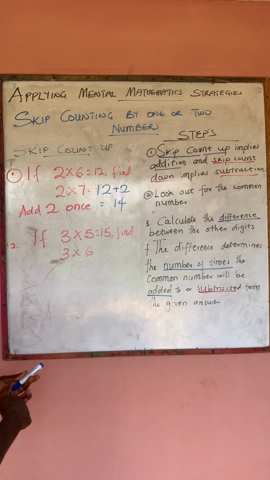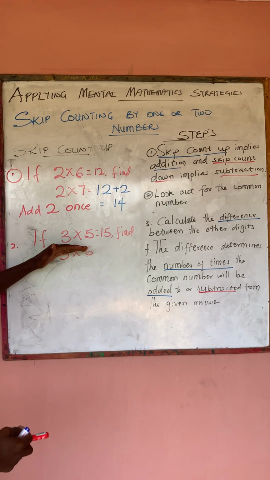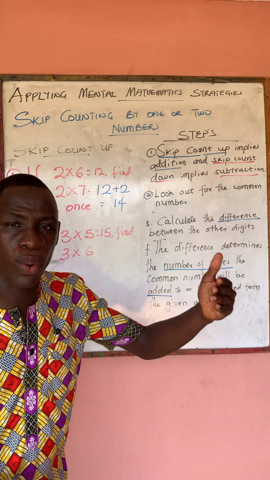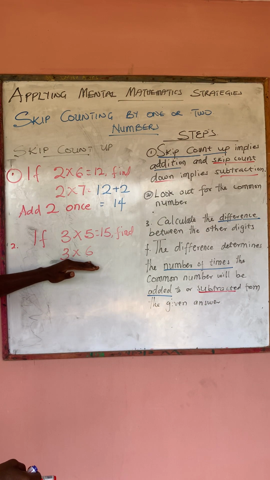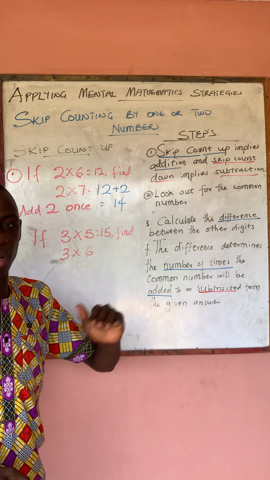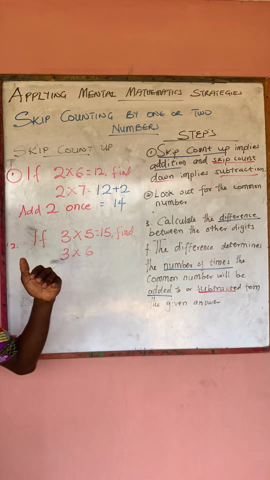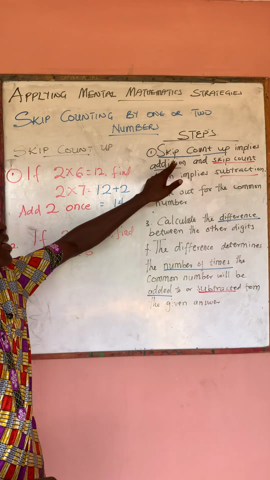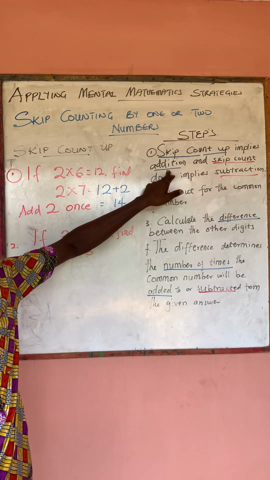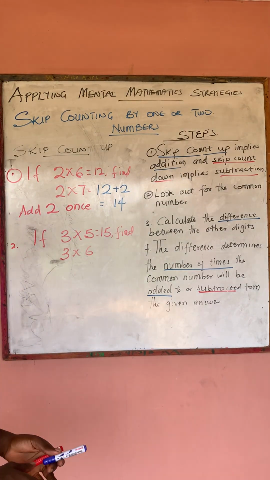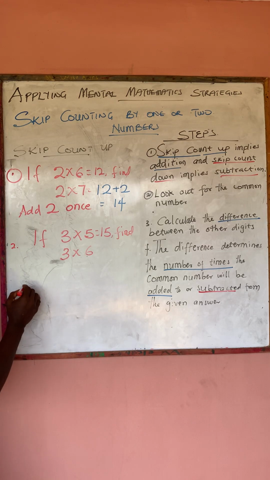So step 1. We ask ourselves, are we looking for more or are we looking for less? We're given 3 times 5, and we're looking for 3 times 6. Is it going to be more or is it going to be less? You can see that you're going to look for more. So that implies skip count up, and by this, you're going to use addition. So the first item in our rule is going to be add.